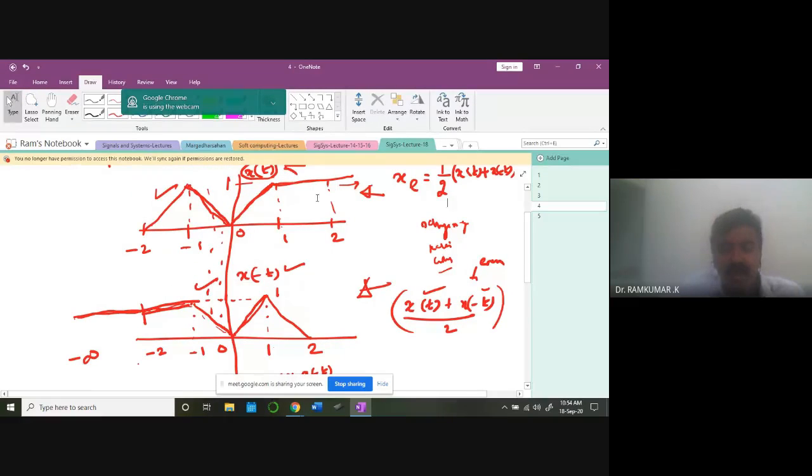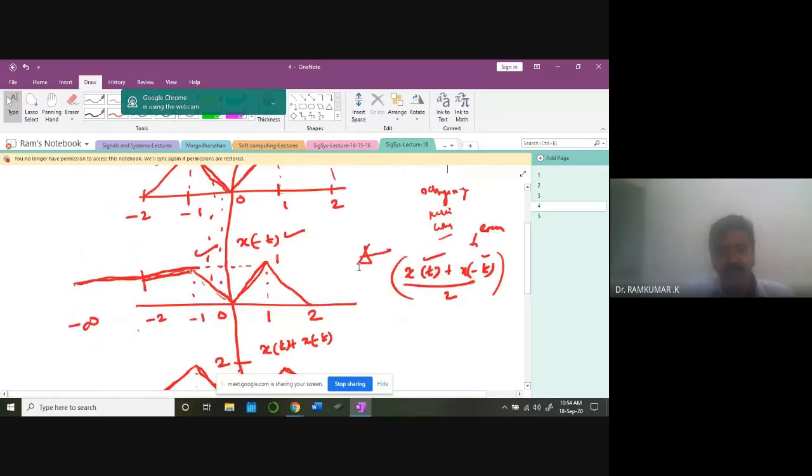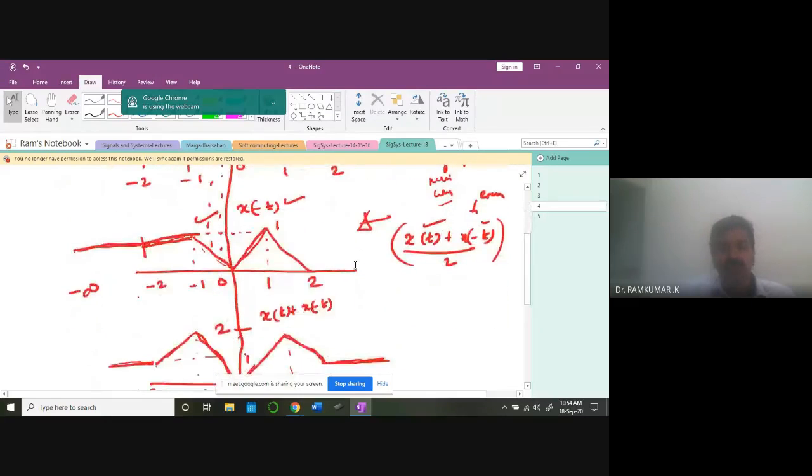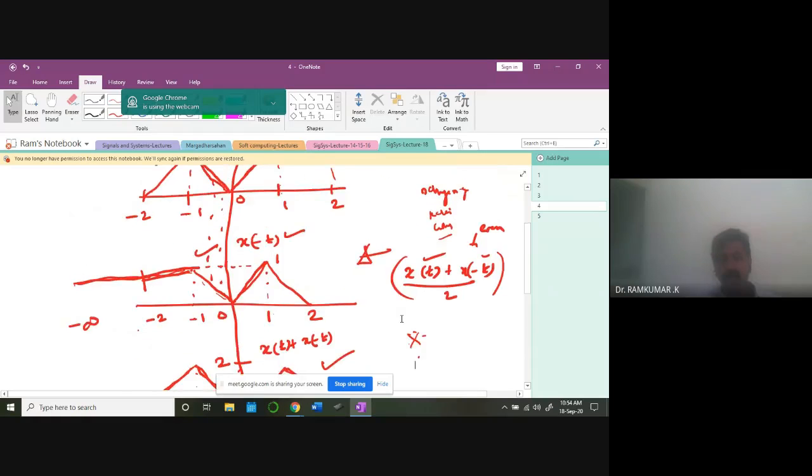Everybody understood this idea clearly? Anybody have difficulty in understanding this? Please tell me, I'll repeat. You understand how I have drawn this waveform? This is important. Anybody have difficulty? Let me repeat.